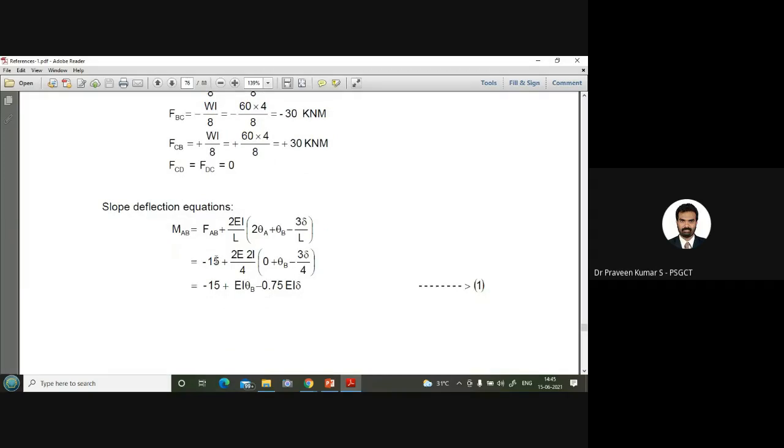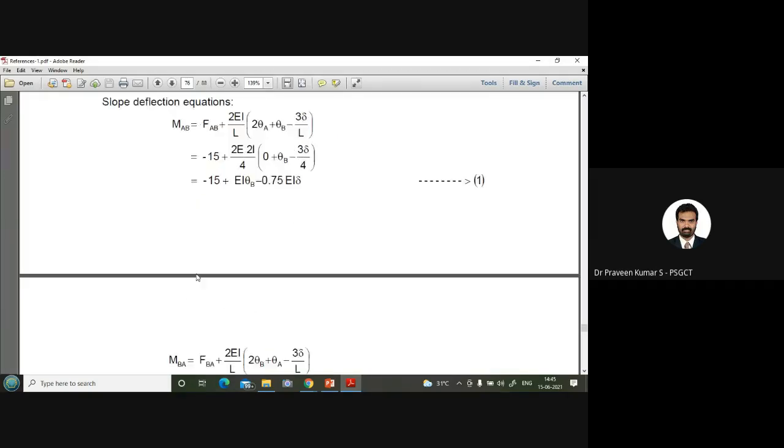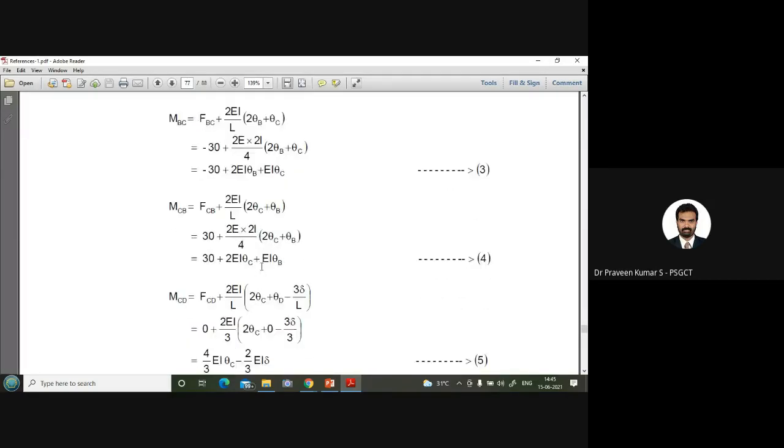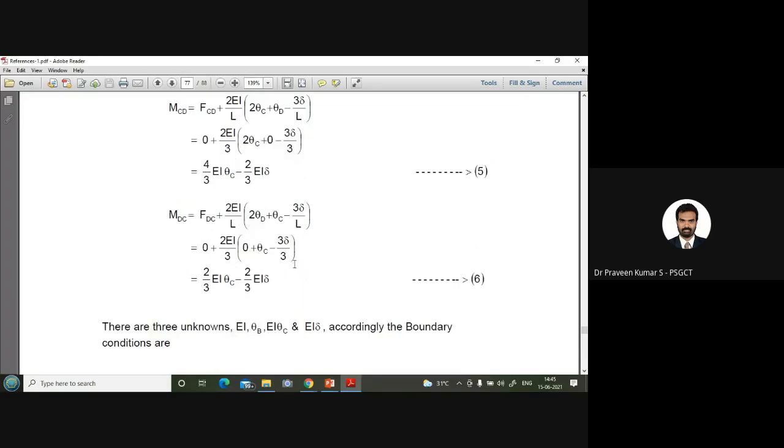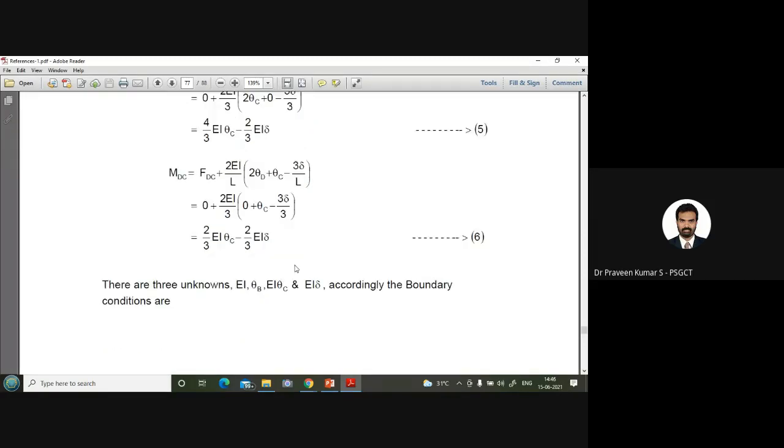So if you have been given this equation, MAB, MBA, MBC and MCB have been told. MCD is 4/3 EI theta C minus 2/3 EI into del. Those who have completed, you can check. MDC is 2/3 EI theta C minus 2/3 EI into del. So all six equations are to be taken to understand the unknowns, that is theta B, theta C and del.